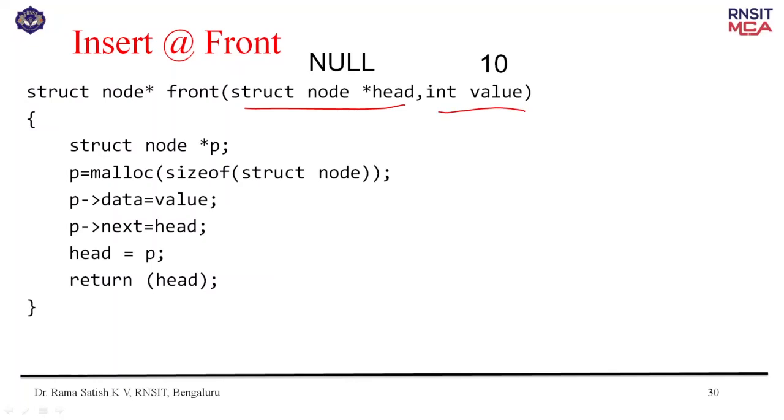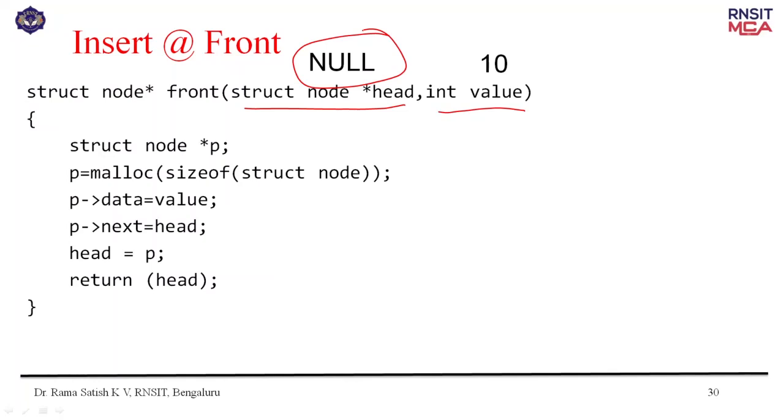Initially, imagine there is no linked list at all. That means you are trying to create a linked list from scratch. So the head node will be pointing to null. If there are no elements, then automatically the head node is pointing to null.